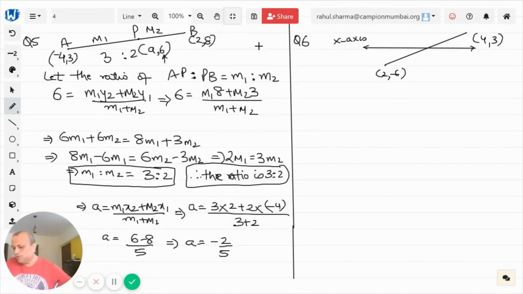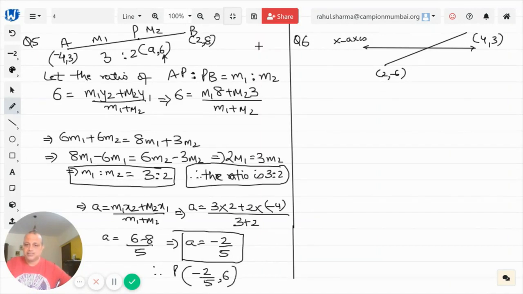So what do they want? Find the value of A. Therefore, A is equal to negative 2 upon 5. Had they asked for the coordinates of P, then you would write coordinates of P would be negative 2 upon 5, comma 6. Perfect. Let's look at the next question.